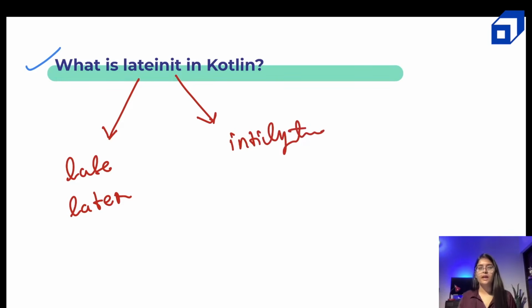So let's say I am creating a variable, but in the starting I don't know its value, so I'm telling the variable lateinit that I will initialize you later on. I will give you a value for sure, but later on, not right now, because I'm not sure about your value. That is the meaning of the lateinit keyword. Let me go into the system and show you.